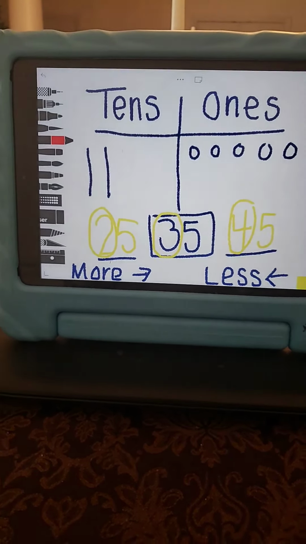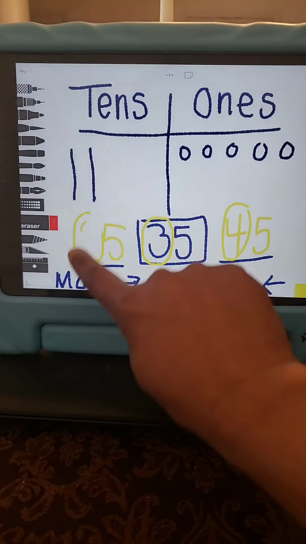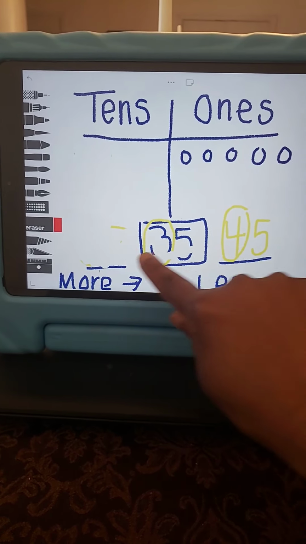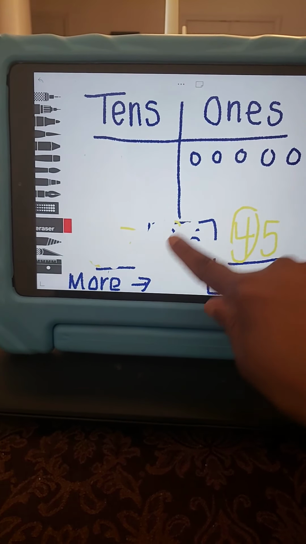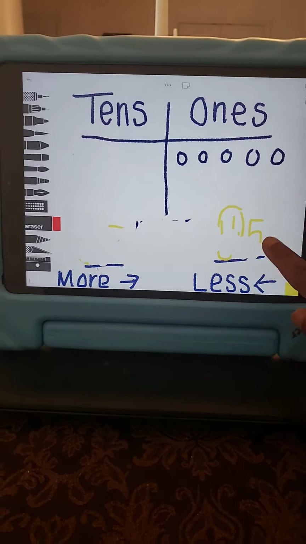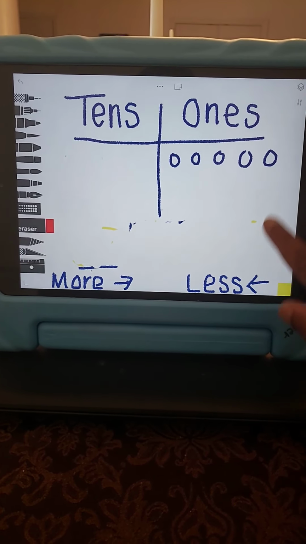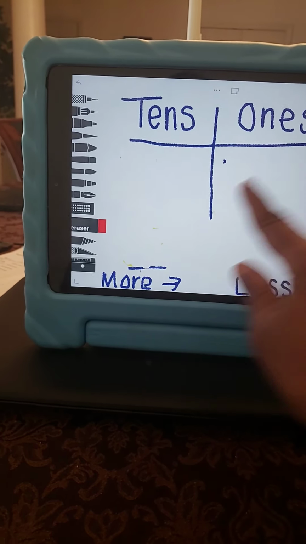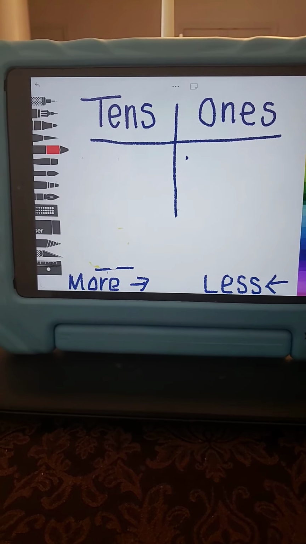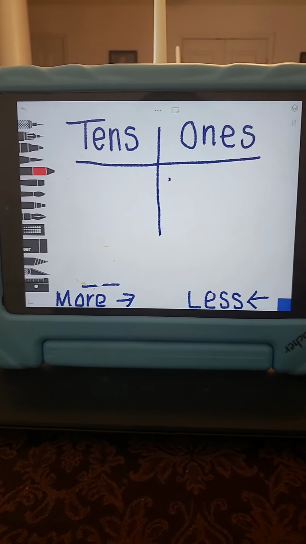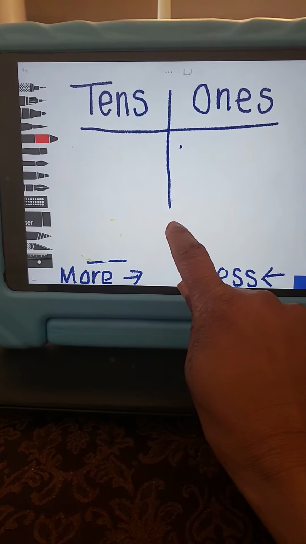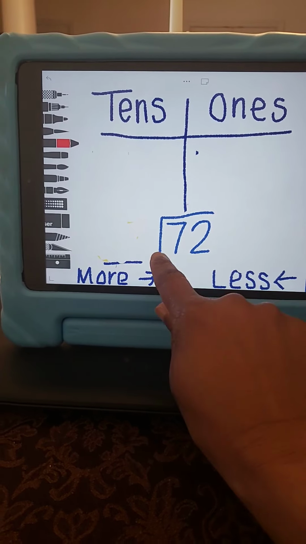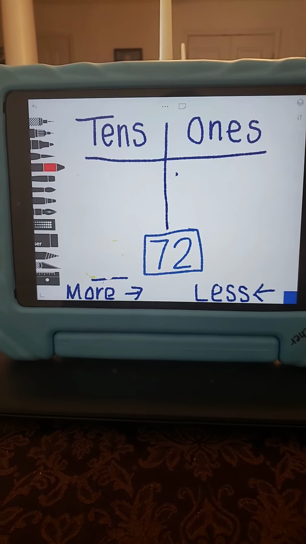Let's do another one real quick. And we're going to do the same thing. So more means that number is getting bigger. Less means that number is getting smaller. All right, here's my new number. Let me change it back to blue. Okay, may not be the exact blue, but that's okay. All right, let's do the number 72. That's my number.